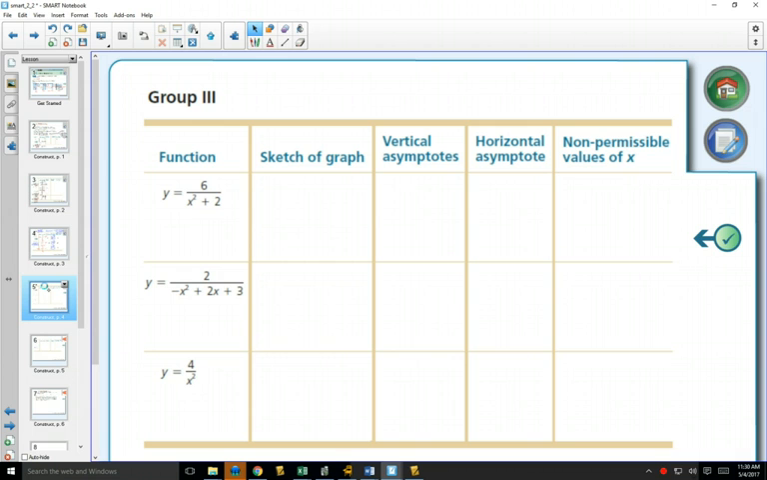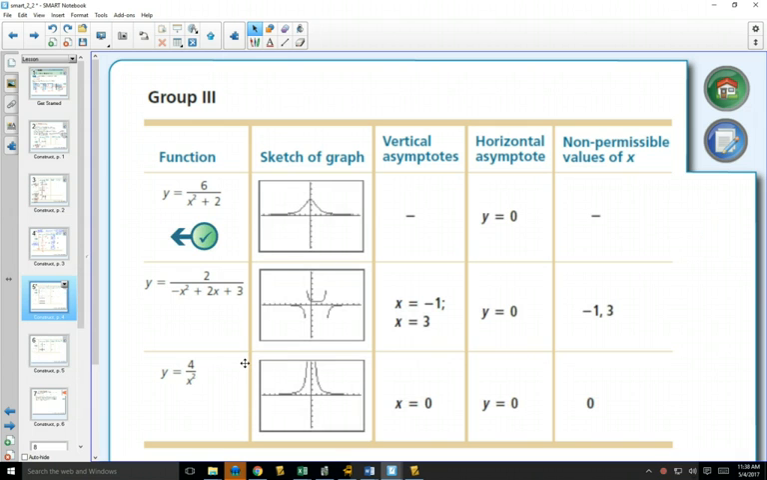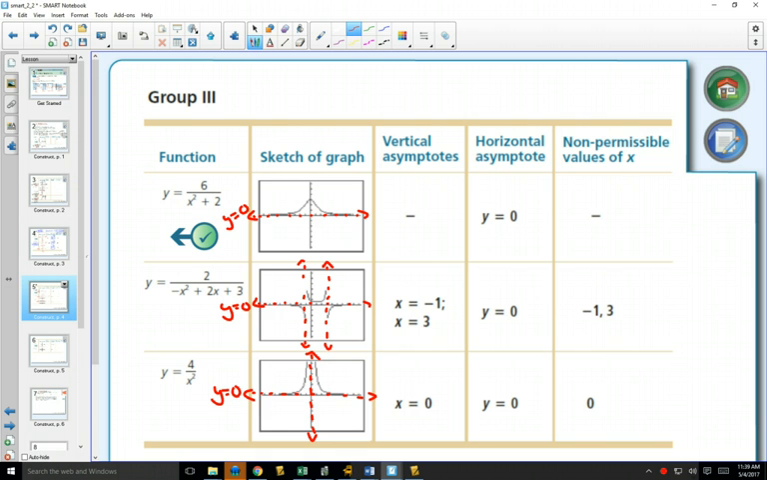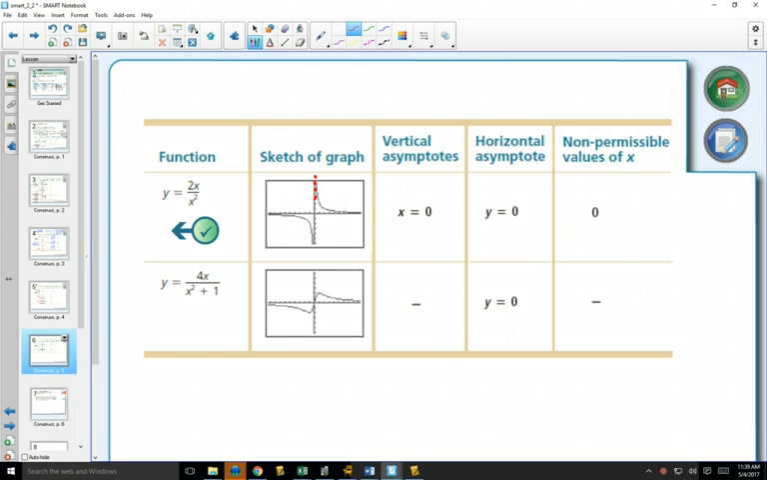Okay, group 3. We are going to add our asymptotes again. First one will have a horizontal asymptote. Second one will have a horizontal asymptote. We also have 2 vertical asymptotes. The third one has a horizontal asymptote at y equals 0 as well, and a vertical asymptote at x equals 0.